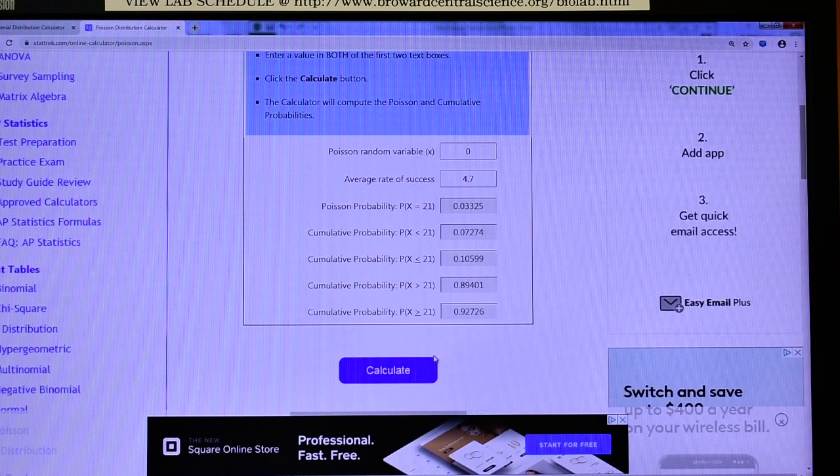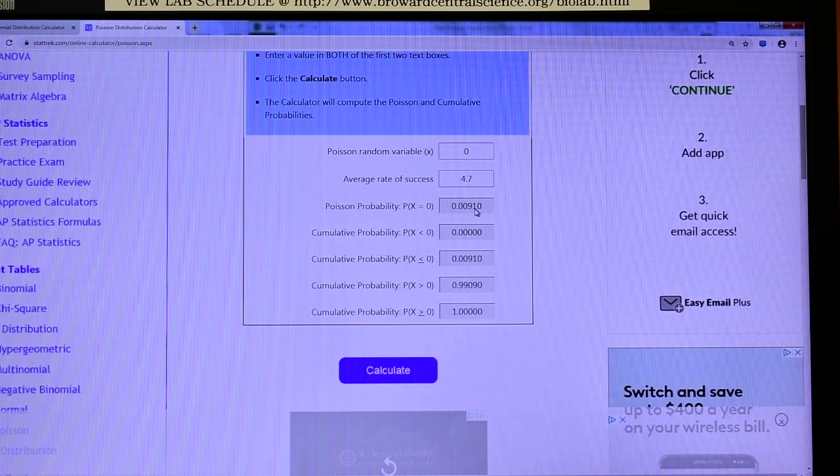We're going to throw out a plot. We're expecting 4.7 of these plants to appear there, but we might get 0 just by chance. How likely is that? Notice here's the probability, 0.00910.